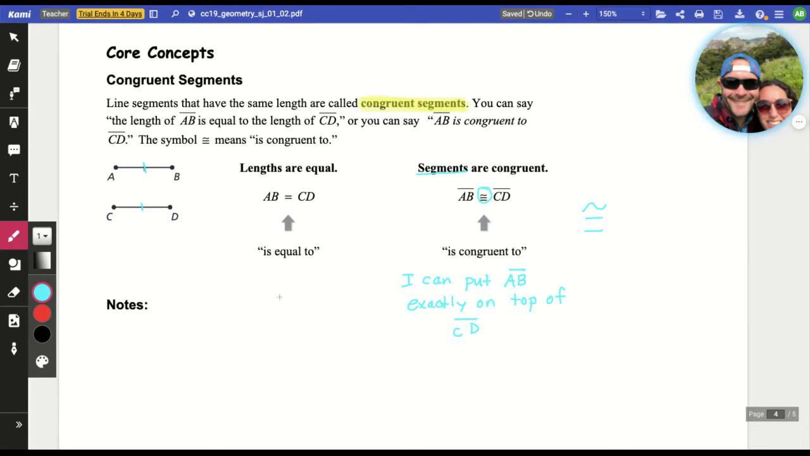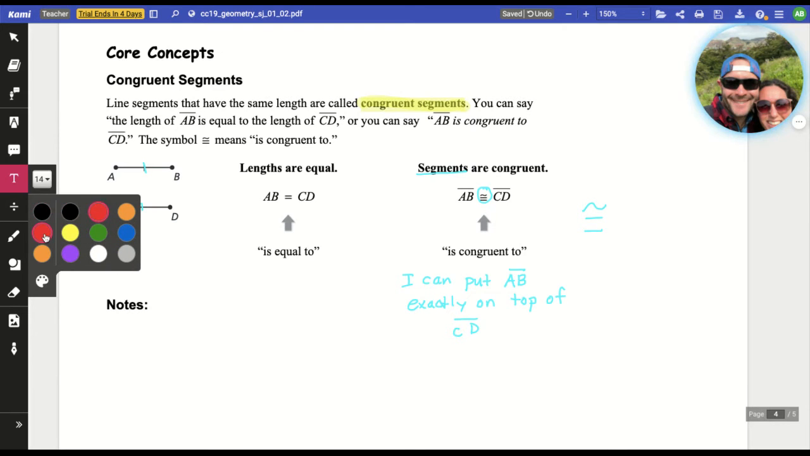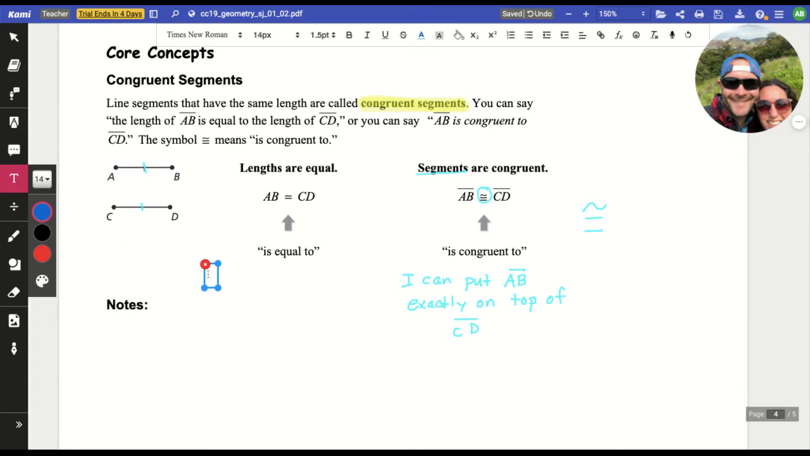The length just means, maybe I'm going to type this one here. I think that might work a little bit better. So for the lengths being equal, all that means is if I measure AB and CD, then I get the same measure or length. Okay, that's all that means. So one's talking about measuring when we say it here, and the other one's talking about just sliding it on top of the other one.